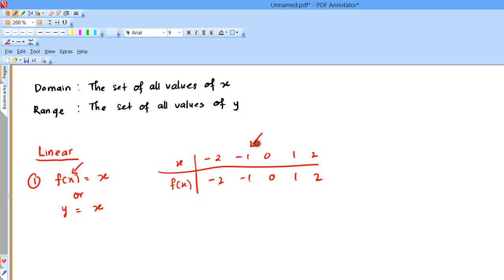So here there is no restriction on x, meaning we can take any real value of x. So the domain is from negative infinity to positive infinity. Range refers to the value of y or f(x). We can see that f(x) can be a negative number, 0, or a positive number. So the range is from negative infinity to positive infinity.